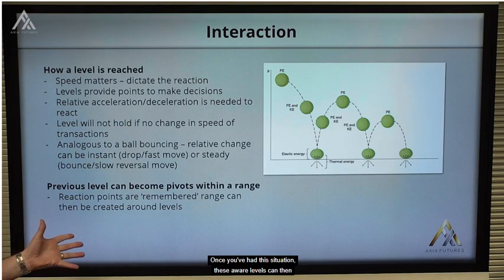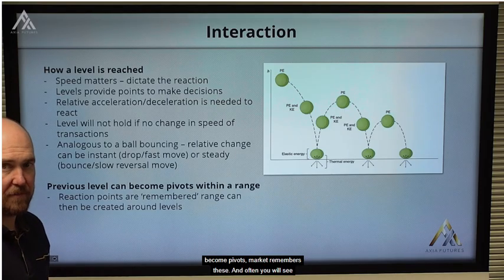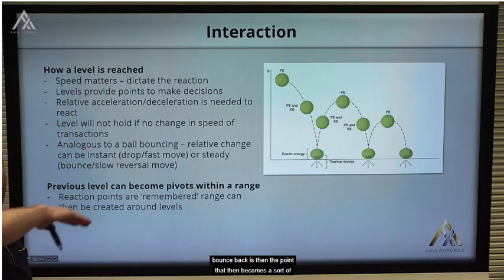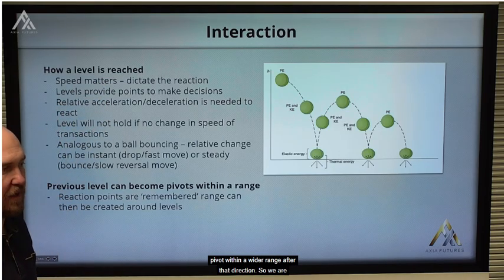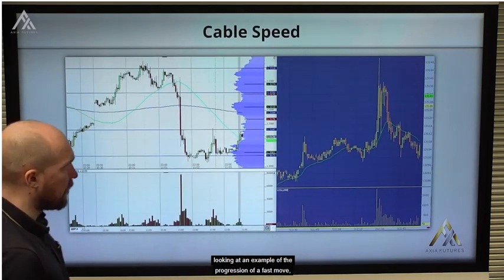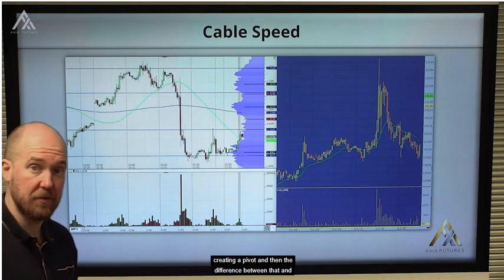Once you've had this situation, these are where levels can then become pivots. The market remembers these. And often you will see this, particularly after a directional move, the quick bounce back is then the point that becomes a sort of pivot within a wider range after that directional move. So I'm going to look at an example of the progression of a fast move, creating a pivot, and then the difference between that and a slower move.